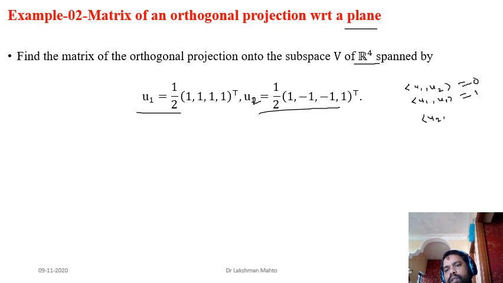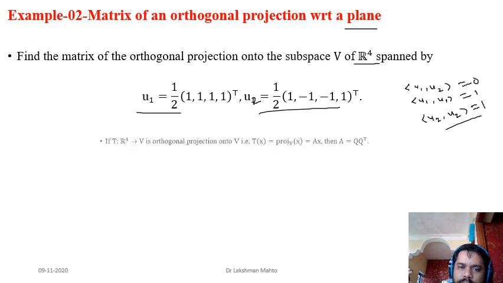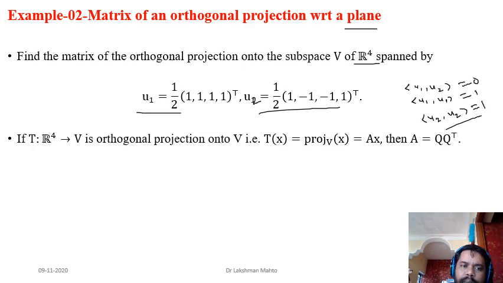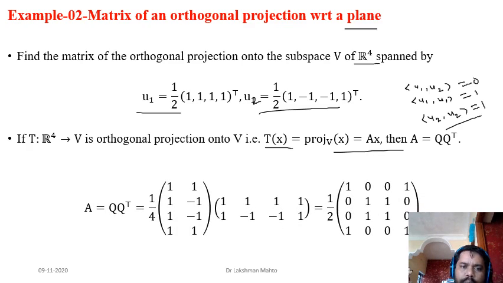You can verify those things, but I have already verified that U1 and U2 happen to be orthonormal. So if I am asking what is the matrix of orthogonal projection, we define it this way: the matrix of orthogonal projection would be Q into Q transpose, and Q is what? The first column comes from U1 and the second column comes from U2, and we just multiply with Q transpose, and the resultant is this one. So this matrix is the matrix of this orthogonal projection.